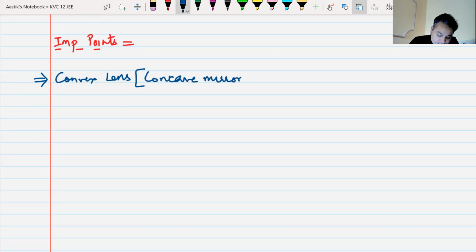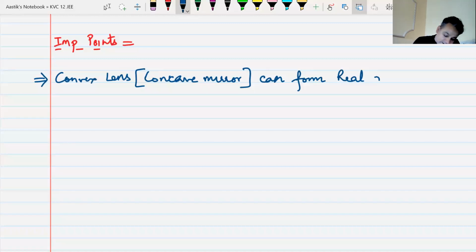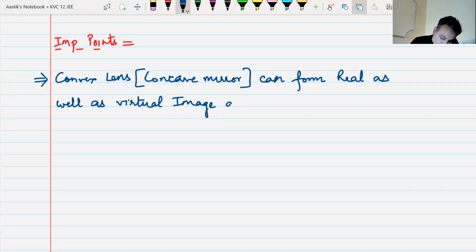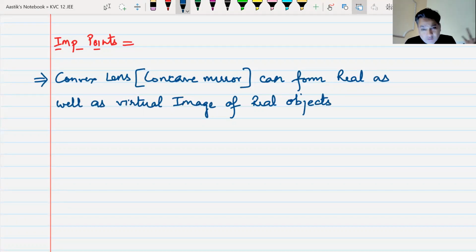A convex lens can form real as well as virtual image of real objects. Do we understand this? A convex lens or a concave mirror can form real as well as virtual image of real objects.